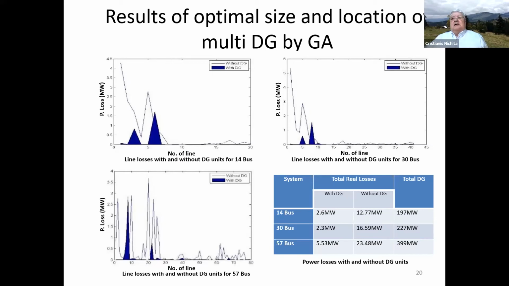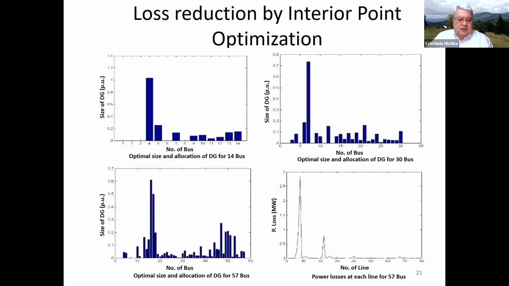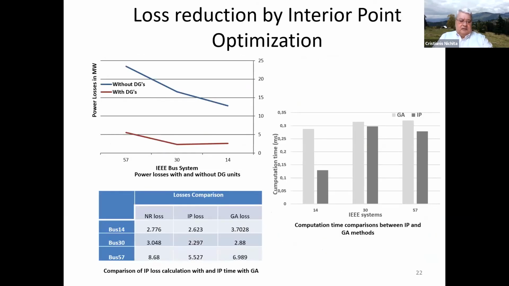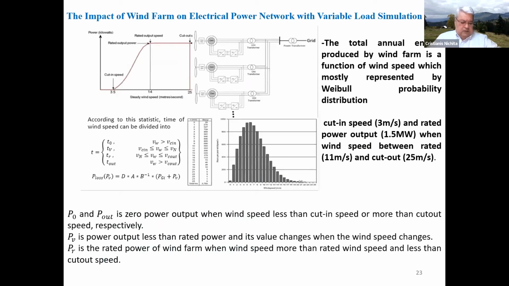So it's important to find the size and location so that it is possible in real time. So for this, we must have more time for calculation of this complex element.